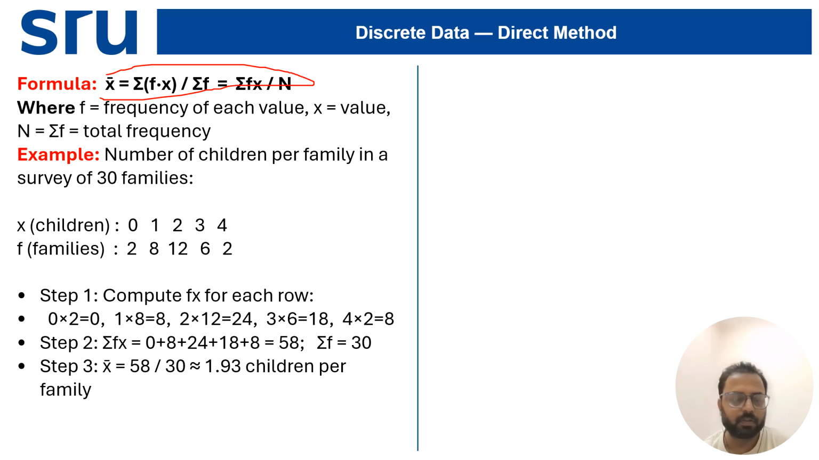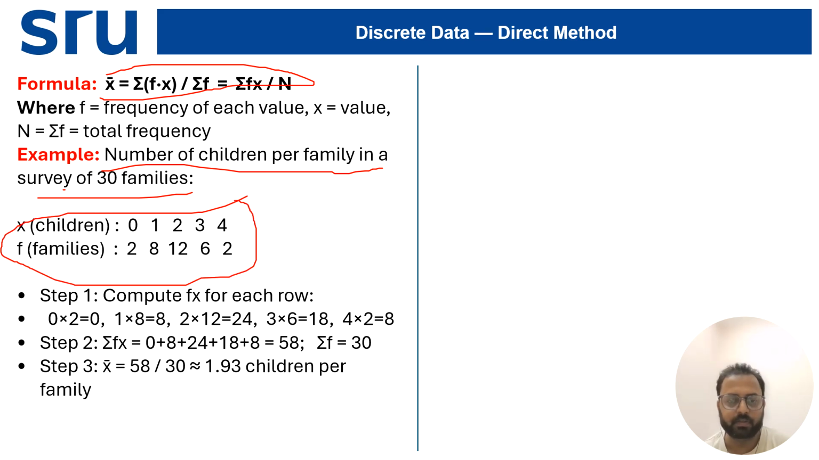So the first problem: number of children per family in a survey of 30 families. Data is given, children in 30 families. 2 families have 0 children, 8 families have 1 child, 12 families have 2 children, 6 families have 3 children, and 2 families have 4 children.